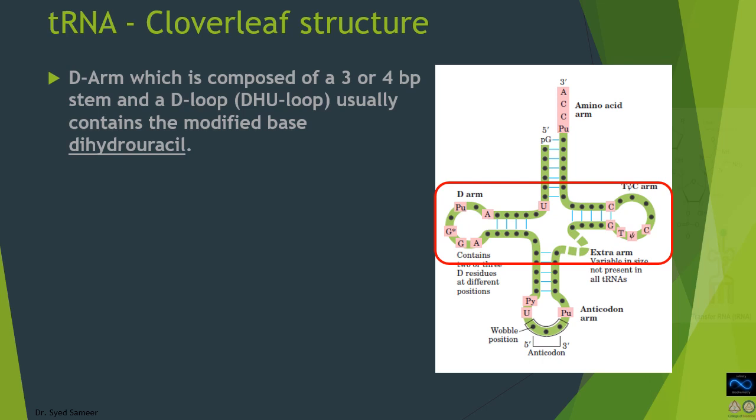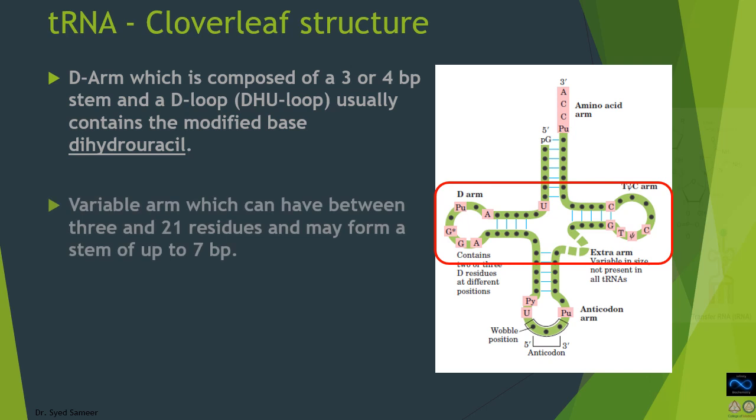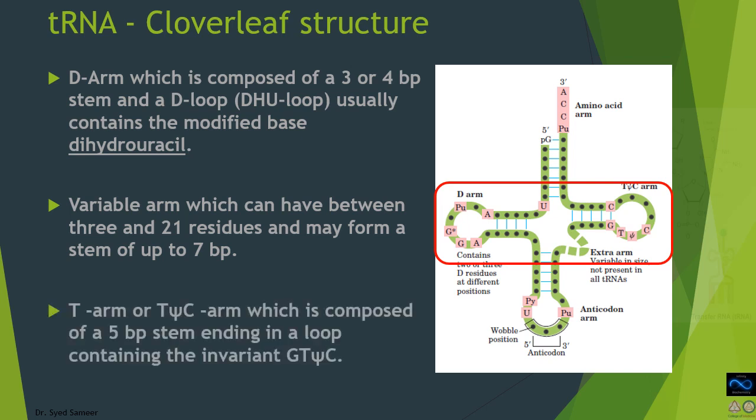Then the three other structures are the D-arm, which consists of a 3 to 4 base pair stem, and the D-loop, which contains this modified base, which is dihydrouracil. Similarly, the variable arm is called variable because it can vary in length depending upon the type of tRNA. It's between 3 to 21 residues and may form a stem up to 7 base pairs in length. Then there is the third thing, which is the T-Psi-C arm, which is composed of a 5 base pair stem and is ending in a loop which contains the specific modified bases GT-Psi-C.